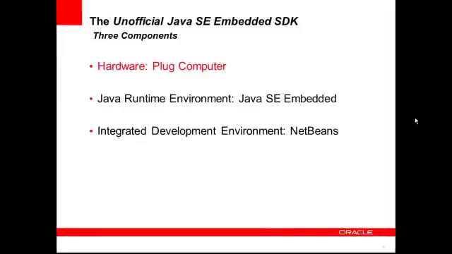Returning to our slide deck, the question becomes, what's required to effectively develop Java SE embedded applications on real hardware? The answer is really not a whole lot. We think just three components. The first of the components, our reference hardware via the plug computer, has already been discussed. The next component that's required is a Java virtual machine, in this case, Oracle's Java SE embedded virtual machine.